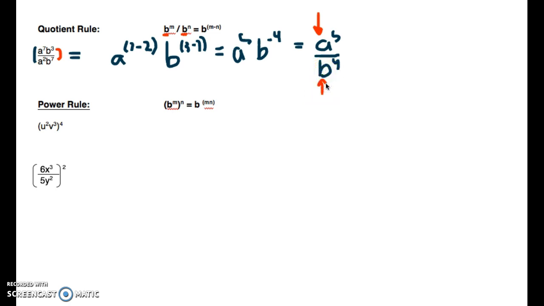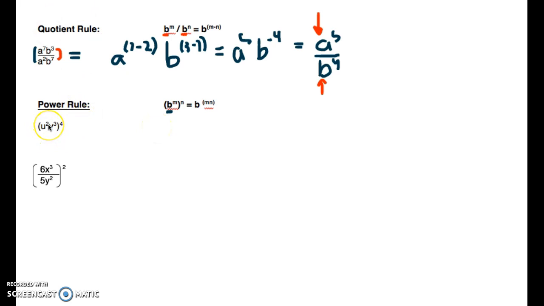The last property that we're going to have a look at here is called the power rule. And the power rule is really handy when you're dealing with exponents of powers or exponents. The rule is, any base to an exponent, you multiply the two exponents. So I'm going to erase that one more time. Okay, so here is an example.